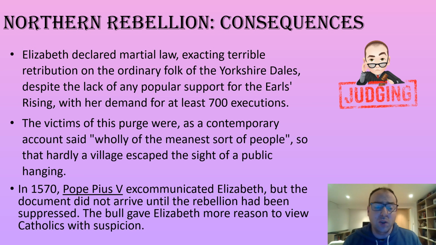In 1570, the Pope excommunicated Elizabeth, but the document didn't arrive until the rebellion had been suppressed. The bull gave Elizabeth more reason to view Catholics with suspicion, and maybe in some ways it explains her ongoing brutality in the north as she re-established her power and control.